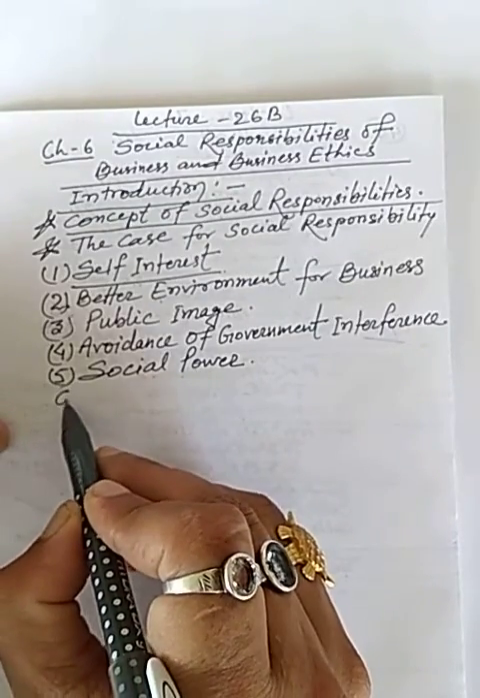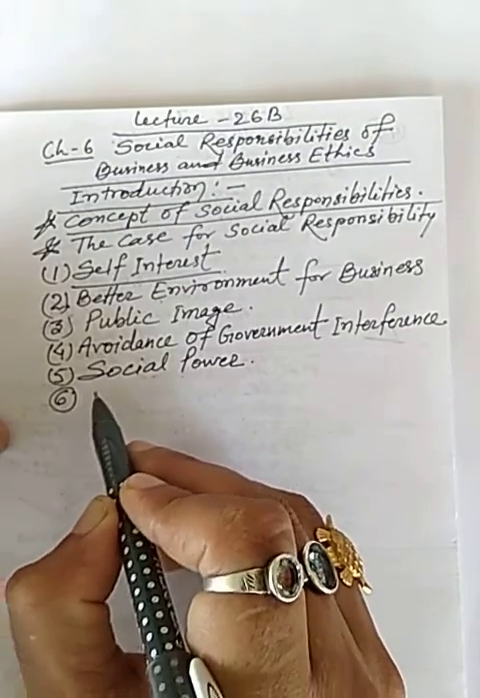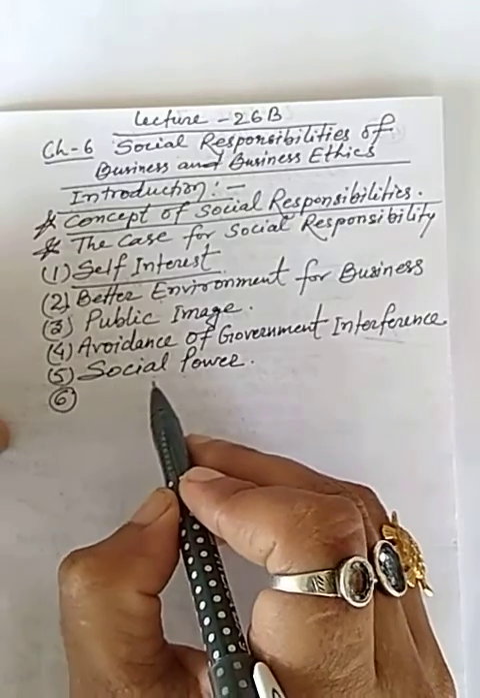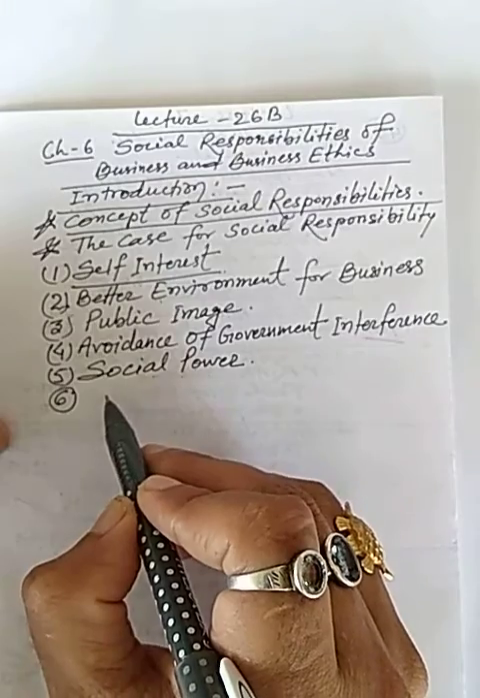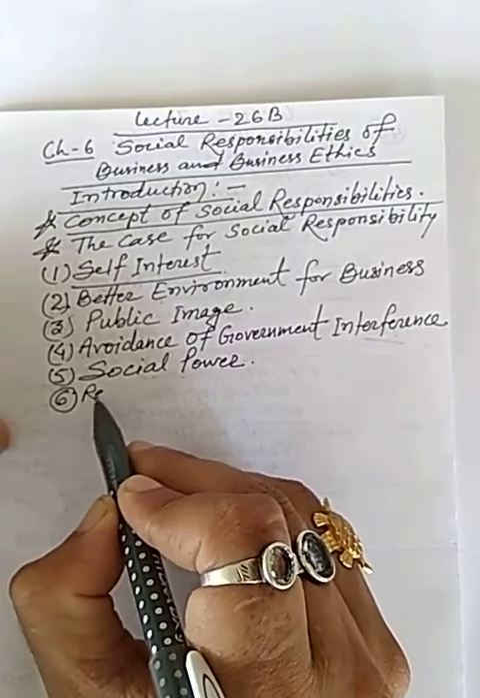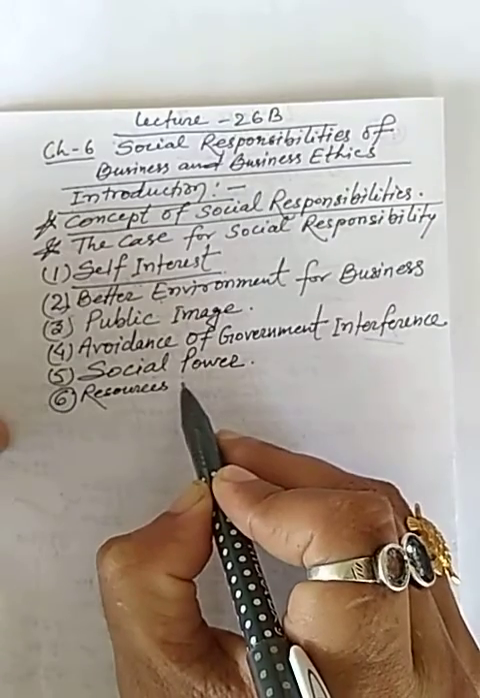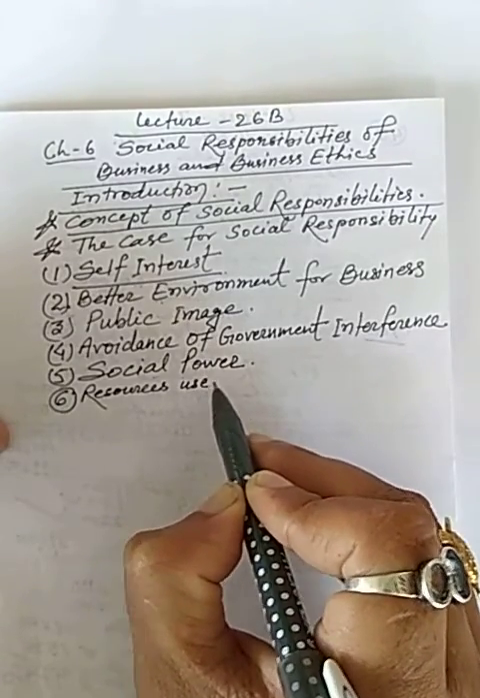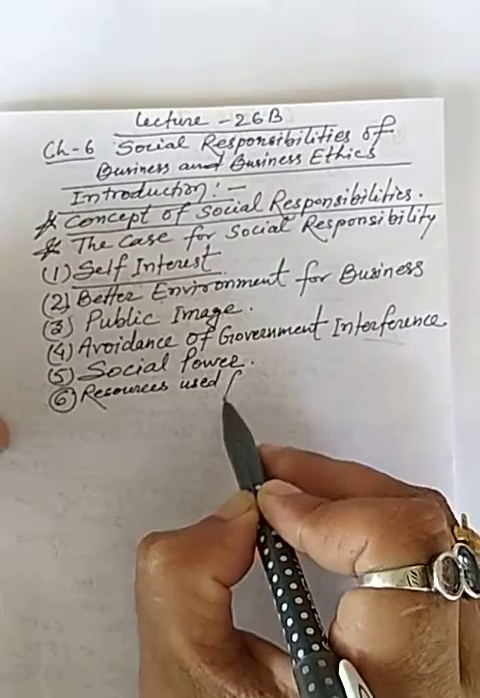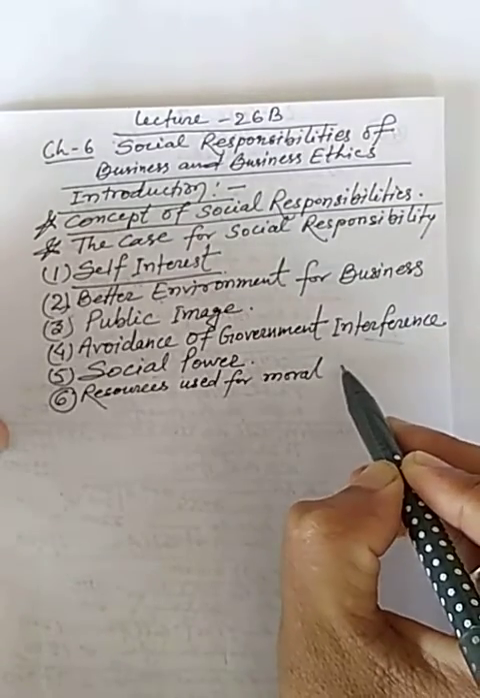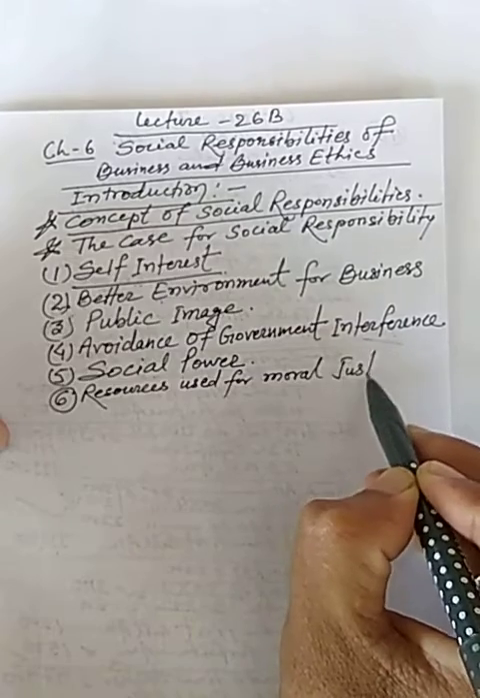Now, sixth point is resources used for moral justification.